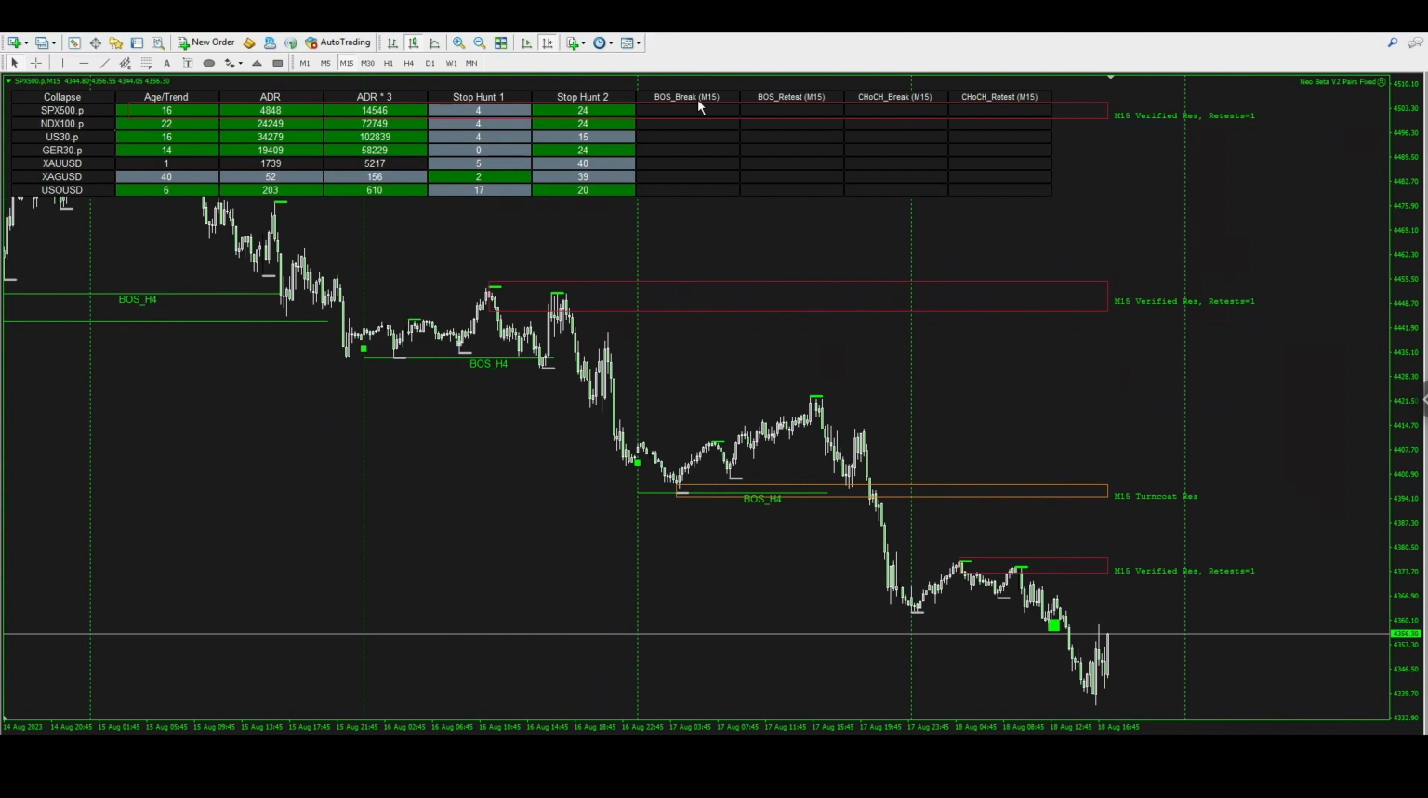Now we do have a multi-time frame break of structure system here, and this will tell you when price action has broken structure on the time frame you set it to here, so you're going to know how long ago that break of structure did happen.